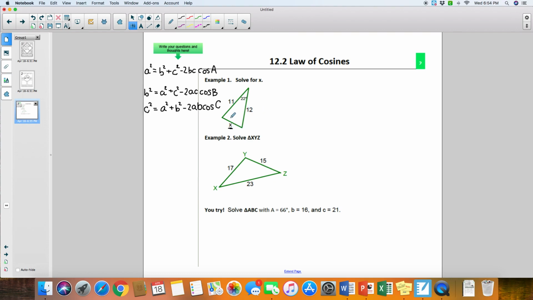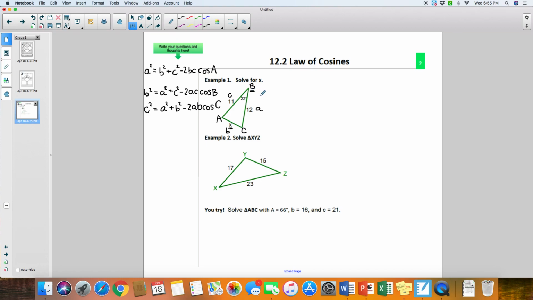First thing I'm going to do is label my triangle. It does not matter which angle is which, however, you have to make sure that the way you label your angles, your sides correspond. So let's say this is angle A, this is angle B, and this is angle C. I would label my sides so that each angle is opposite the matching side. So 12 is going to be side A, X is going to be side B, and 11 is going to be side C.